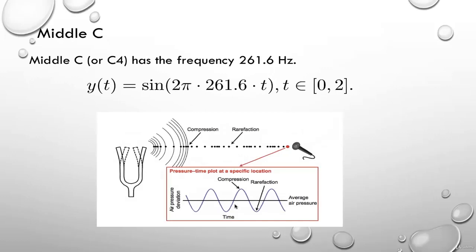Middle C has a frequency of about 262 hertz, and so I can represent that with this sinusoid, sine of 2 pi f t. This means that this is a middle C signal, and it's a 2 second signal. Notice this is a nice way to represent that. You plug in the frequency right here, and that represents that frequency.